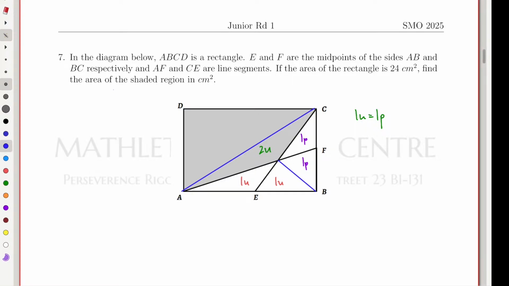So we have the area on the left, which is exactly 12 because it's half of the triangle, and the area on the right, which will be 1/3 of the triangle. So this part right here is 1/3 times 12, which equals 4. So the area of the shaded region is equal to 16.